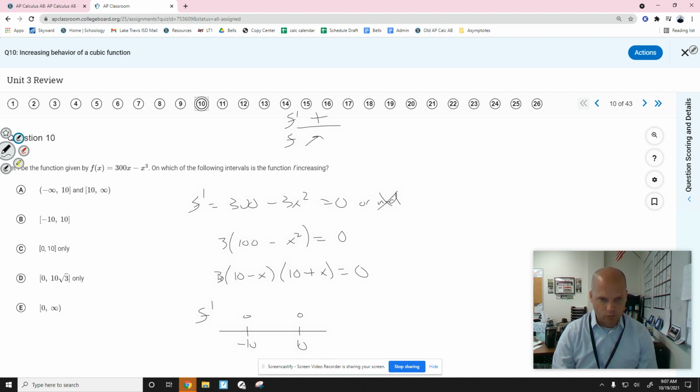If I plugged in something like 12, it's 3 times a negative times a positive. So that's a negative. Multiplicities are 1, so the signs will change, telling me f is going down, going up, going down. f is increasing when f prime is positive. f prime is positive between -10 and 10.